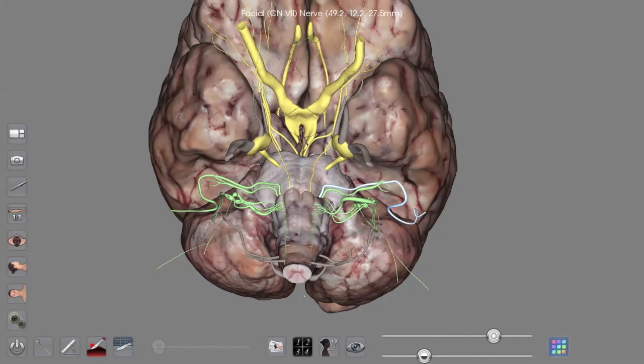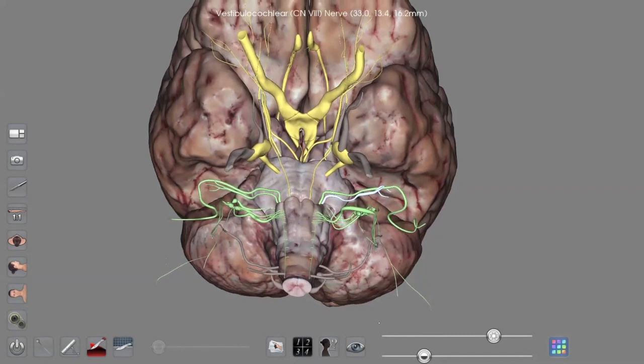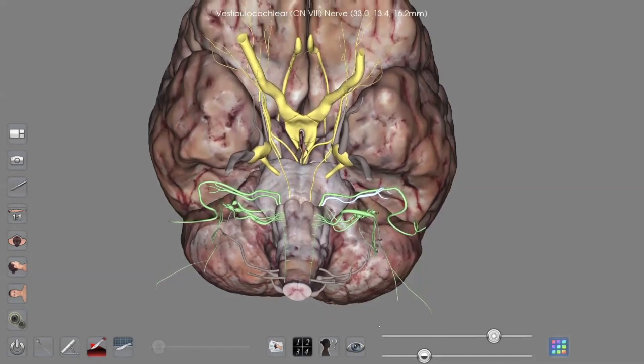Posterior to cranial nerve 7, we see cranial nerve 8, the vestibulocochlear nerve. The vestibulocochlear nerve is a sensory nerve which is responsible for our vestibular system as well as our hearing system. So it allows us to hear. It helps with our balance and coordination.